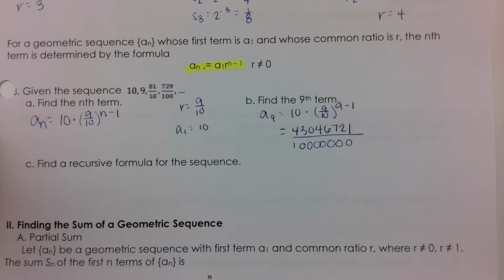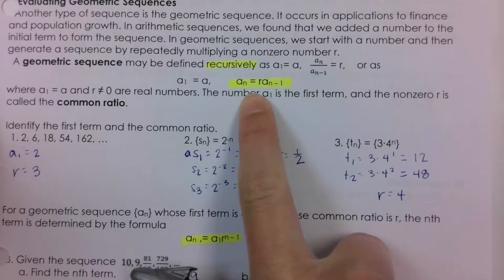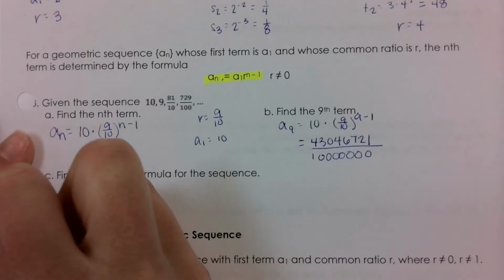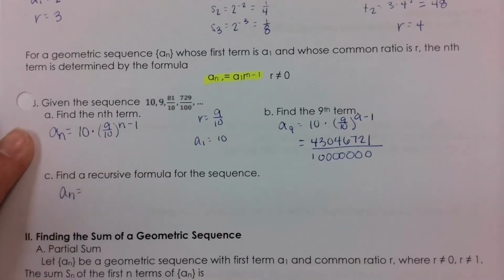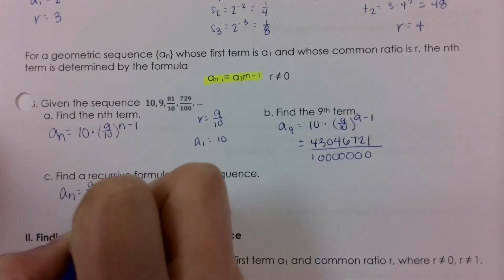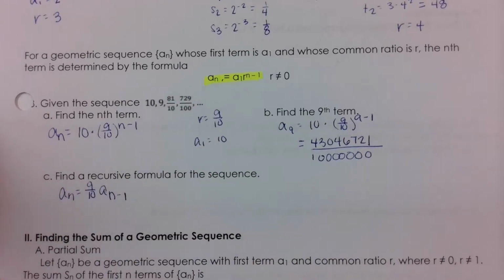Okay. So to find a recursive formula for your sequence, we're going to use that first equation that we highlighted up here. So basically, all you need is your common ratio for those. So we'll say a sub n equals our r value, which was 9 over 10, times a sub n minus 1. And that's it.